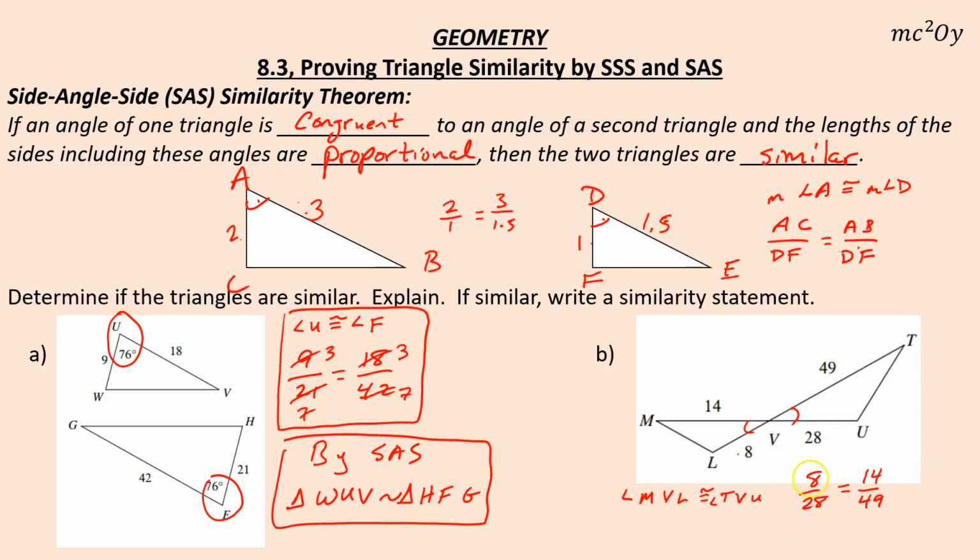I can take out of 8 and 28, I can take a 4, that becomes 2 and 7. 14 and 49, I can take a 7 twice and 7. 2 over 7 equals 2 over 7. Sides are proportional. We have an angle, so by side angle side, triangle MVL is similar to triangle TVU. And we've shown our work there. All right, there we go. Okay, I think that's it.